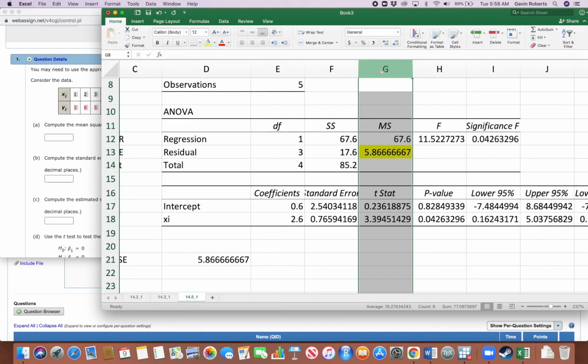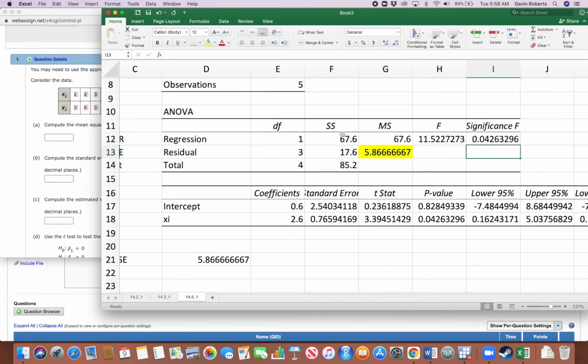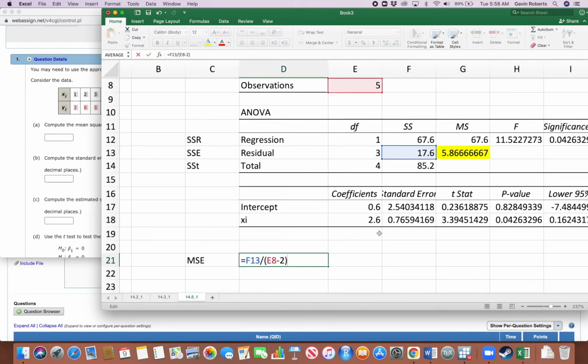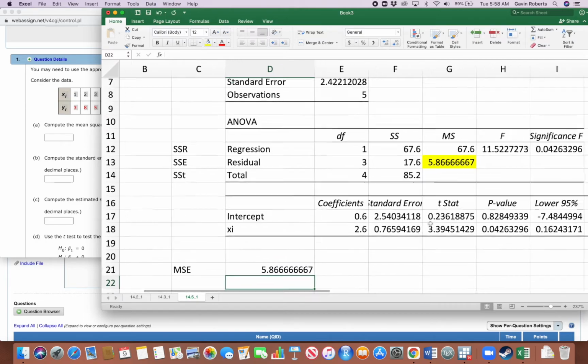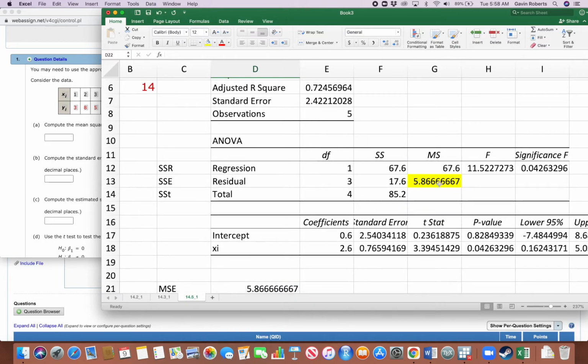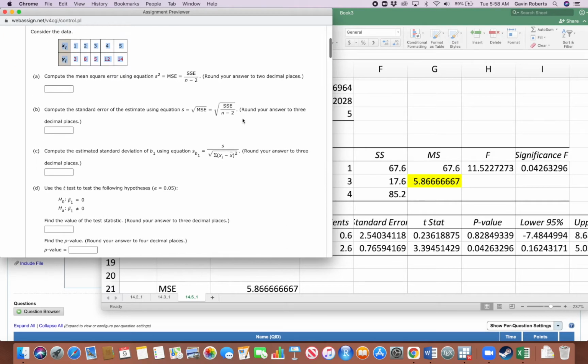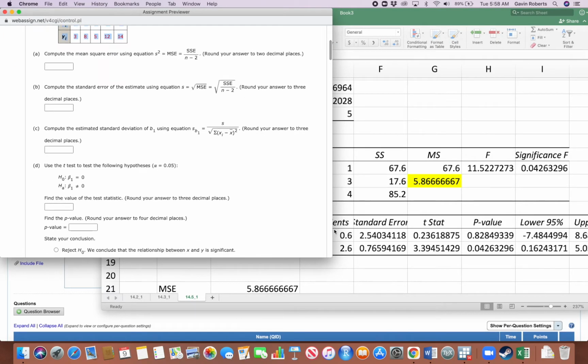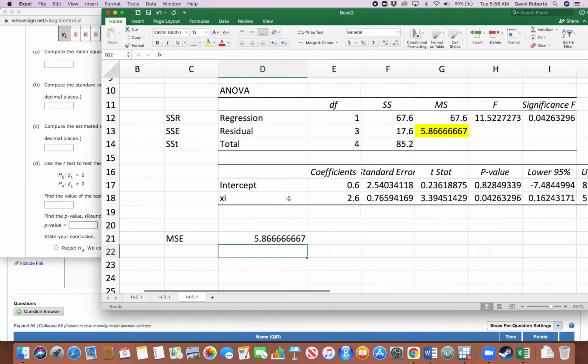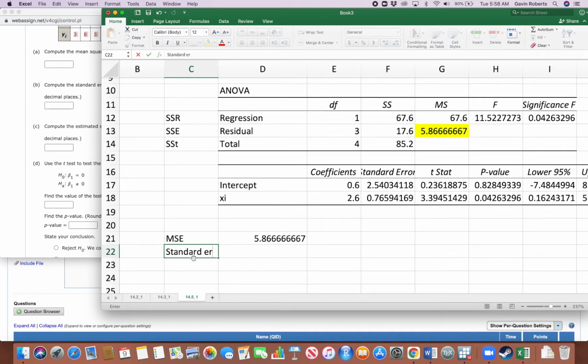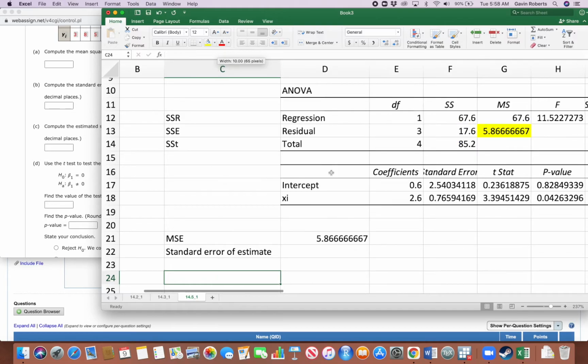That's just in the MS column. This is basically taking the averages of these numbers. And so there's our 5.866, which we just calculated with the formula they gave us, but now we see that Excel already gives us that number too. Let's compute the standard error. That's going to be the square root of what we just computed. This is the standard error of estimate, as they refer to it in the book.